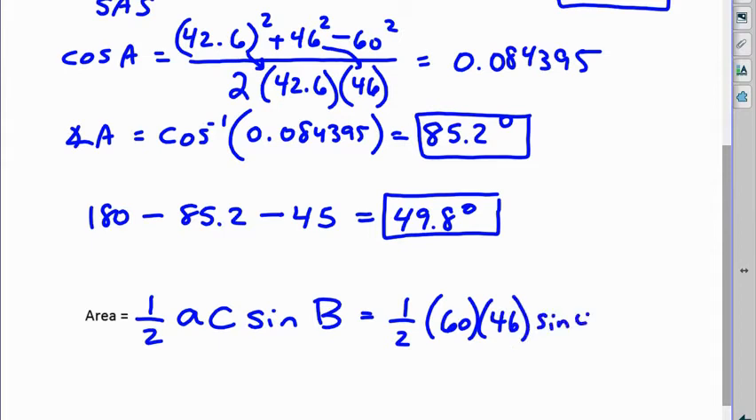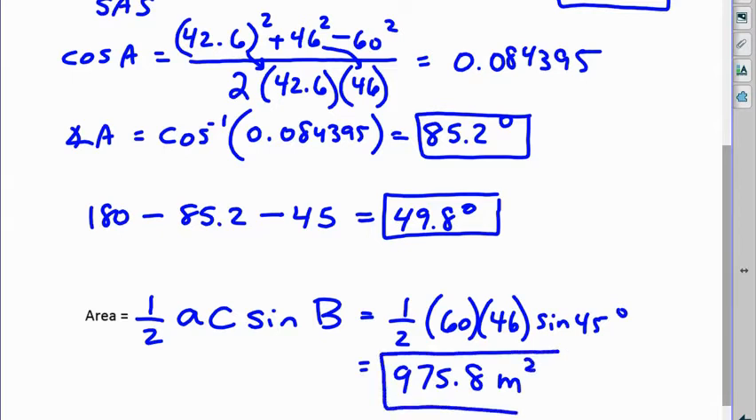Sine of 45 degrees, and that gives me 975.8 meters squared. So I've solved that triangle using law of cosines.